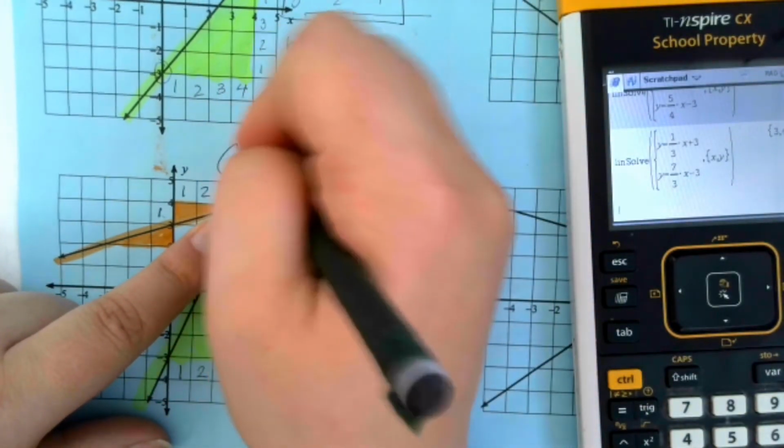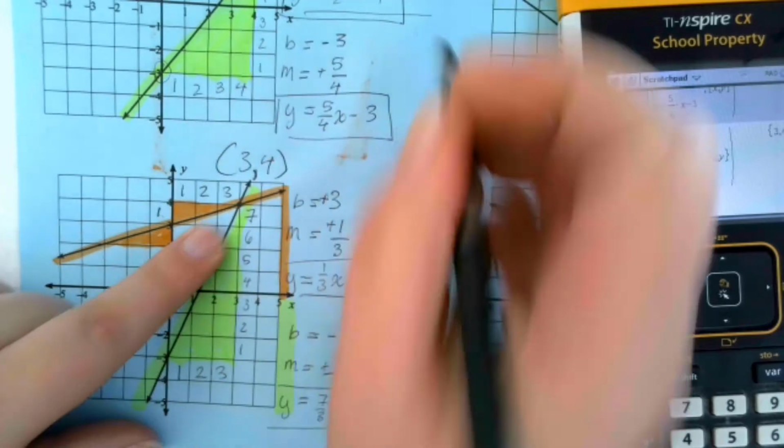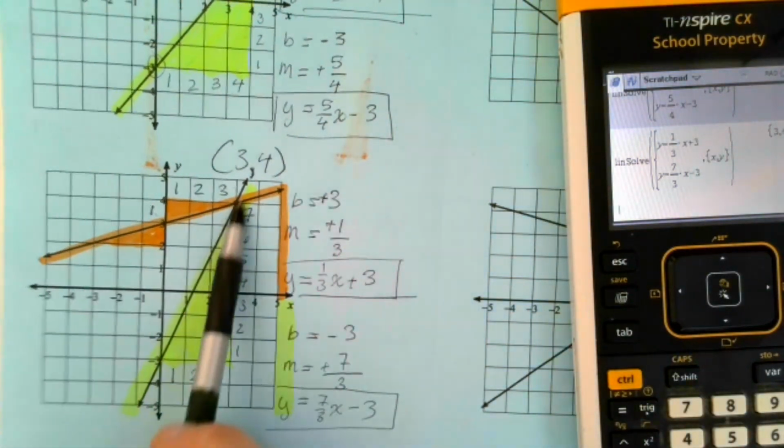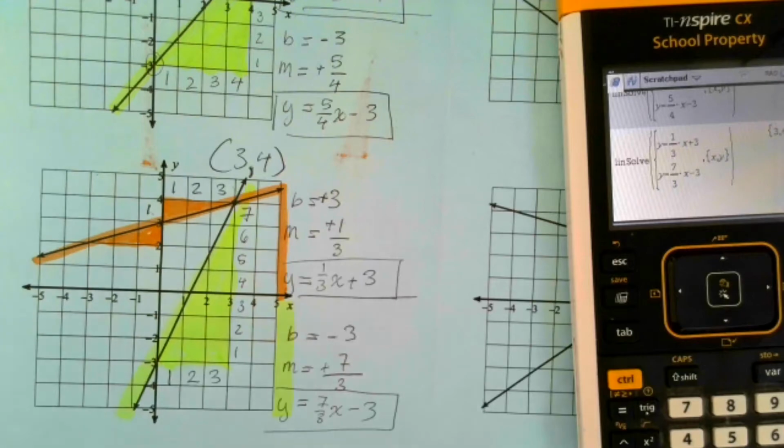This is a key part of the answer. You have to write where they cross. 3, 4. The order matters. X has to be first, then the Y.